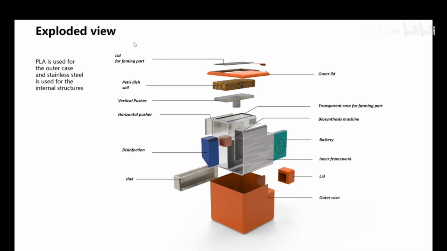This is the exploded view to show all the components and structures. For materials, I choose PLA for the outer case and transparent PLA for the farming part. Stainless steel is used for the inner structures.